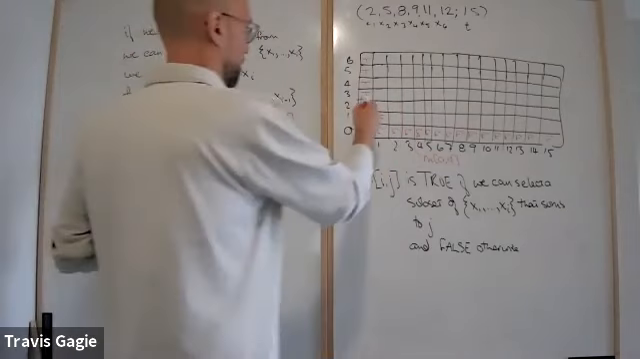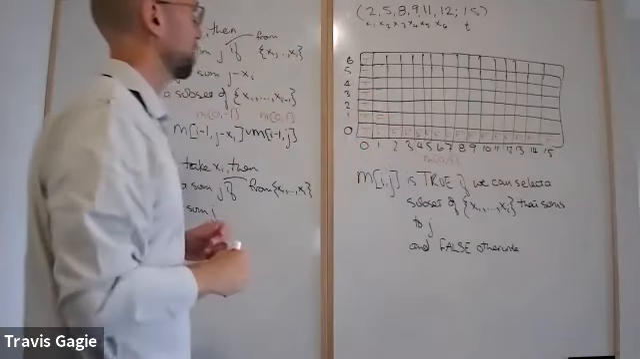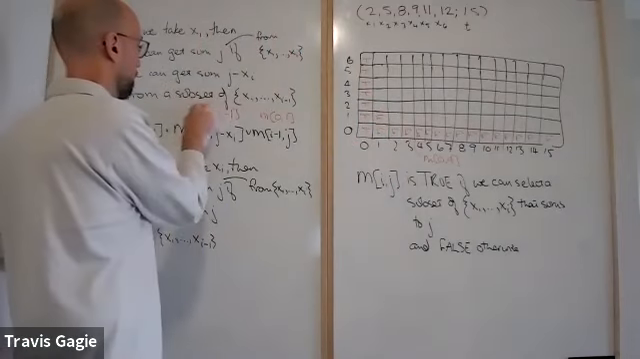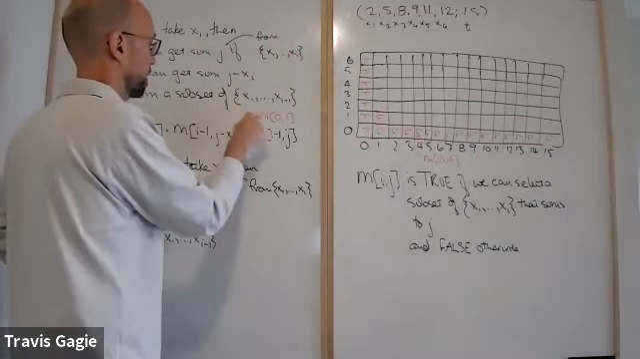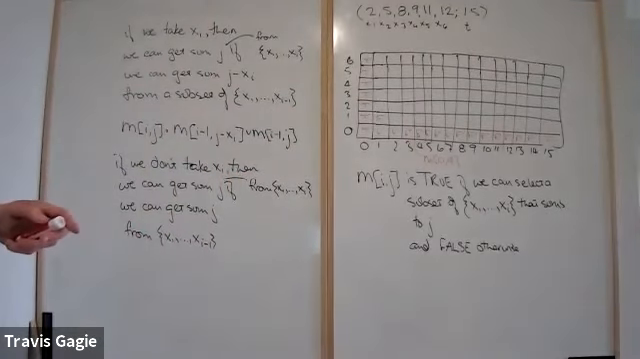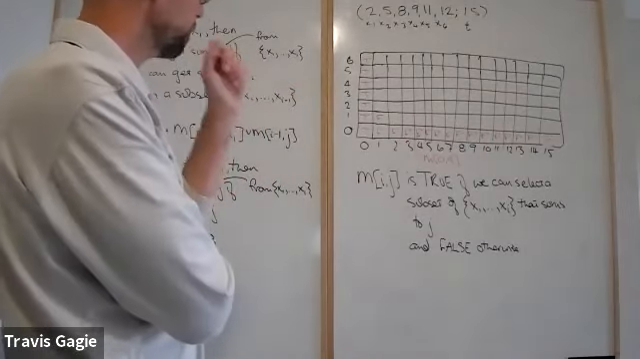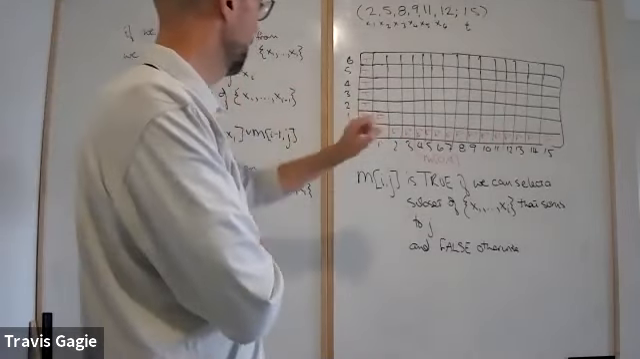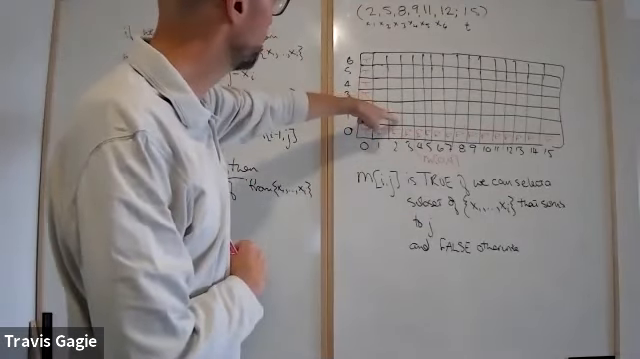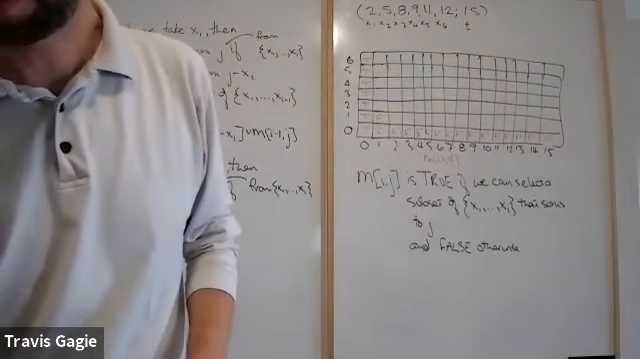Okay. Now, what about this one? This is maybe more interesting. This is asking, can we get exactly 2? Can we get some 2?